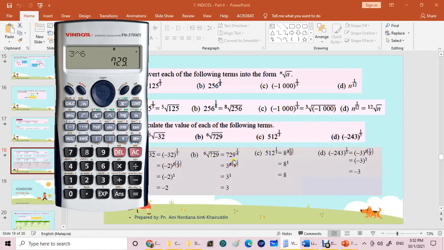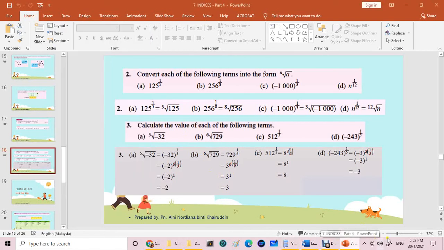So if you want to convert this 729 to a number to the power of 6 so that you can cancel out the 6 here, you just use your calculator. Press 6 first, and then shift power button, and then 729. So you get 3. So 3 to the power of 6. So let's continue.